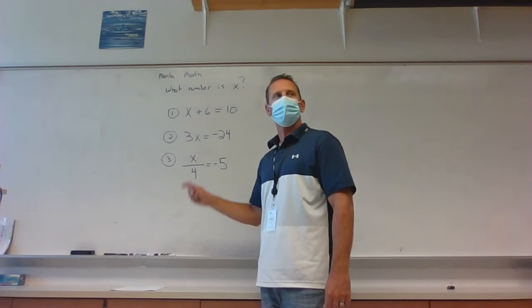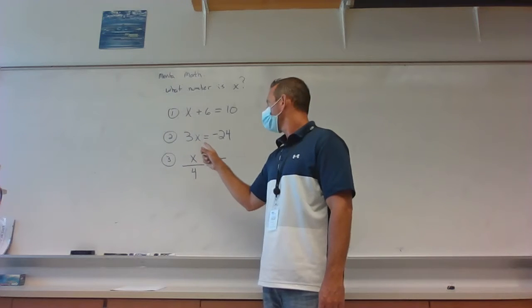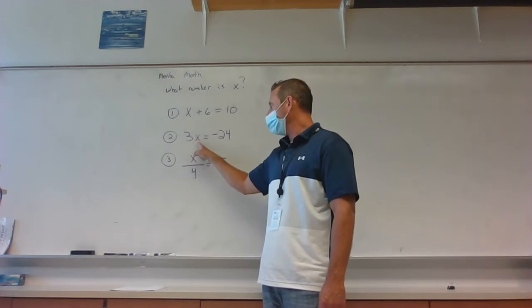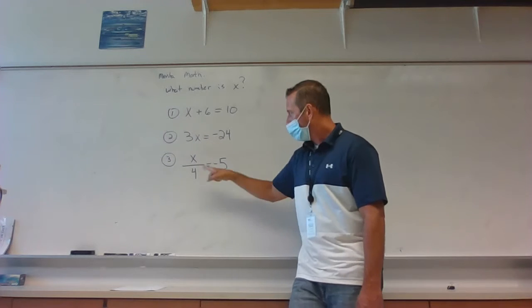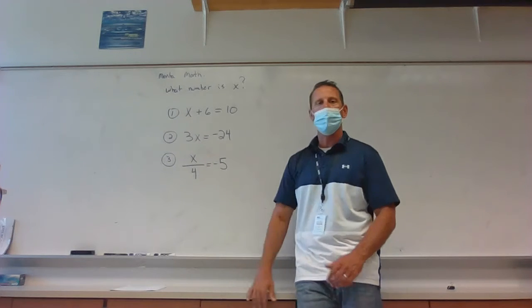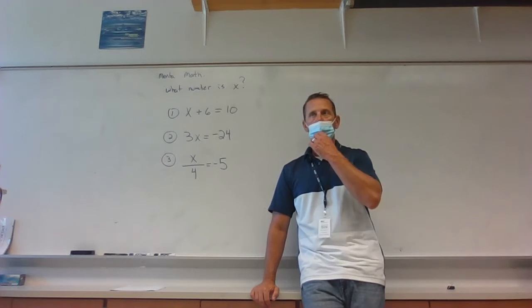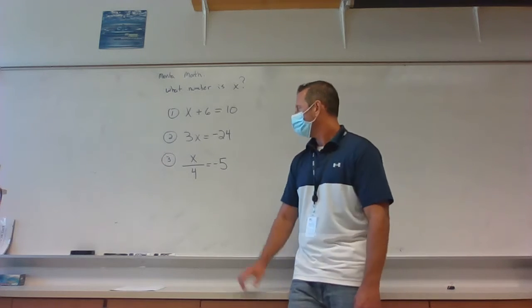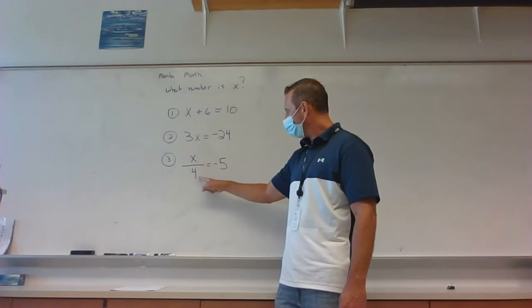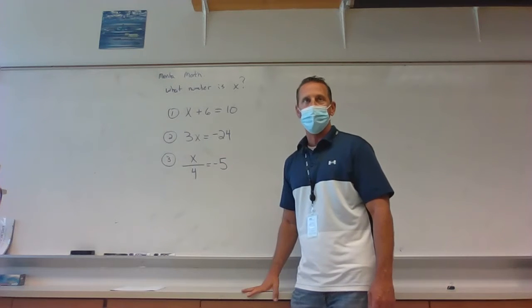Oh, you're still doing 1? All right, someone else? Sebastian? Negative 8. 3 times negative 8 is negative 24. What number divided by 4 is negative 5? Armand? Negative 20 divided by 4 is negative 5.